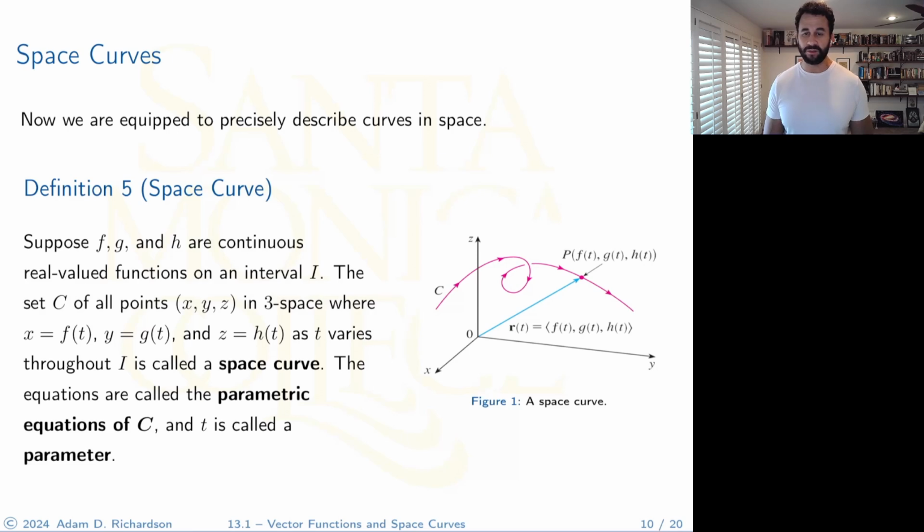Said a little more simply, the set of points that you get in space as t moves through its interval I is what we call a space curve. It's like the image of the function, the set of points that are produced when you let t pass through the interval I. The equations here are called the parametric equations of the curve, like we had parametric equations for a line earlier. And t is called the parameter, just like we saw before.